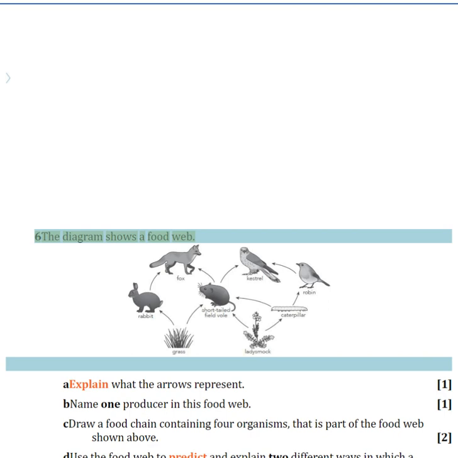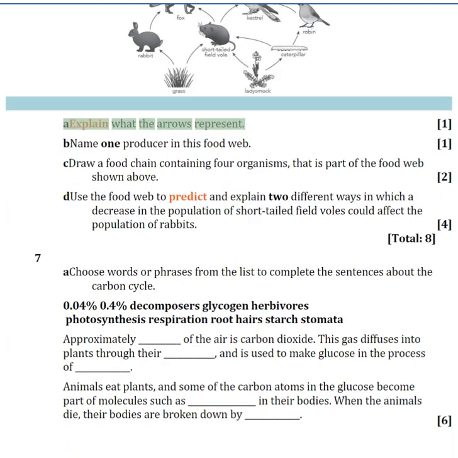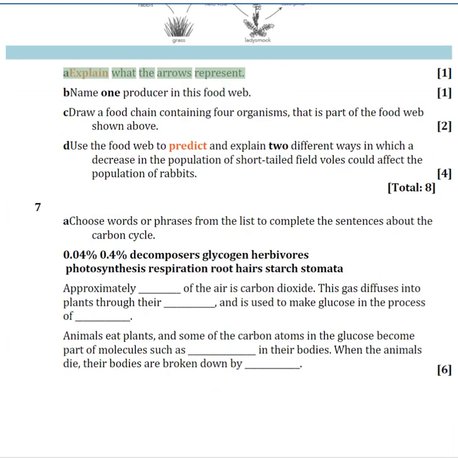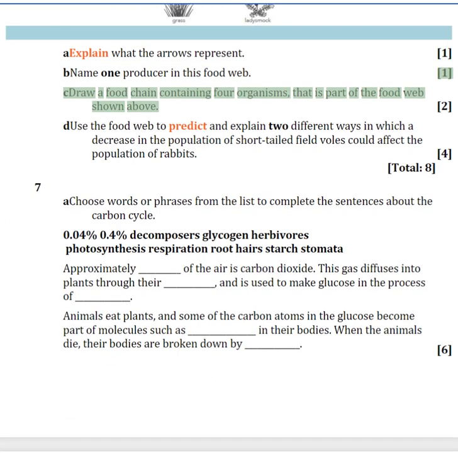6. The diagram shows a food web. A. Explain what the arrows represent. B. Name one producer in this food web. C. Draw a food chain containing 4 organisms that is part of the food web shown above.